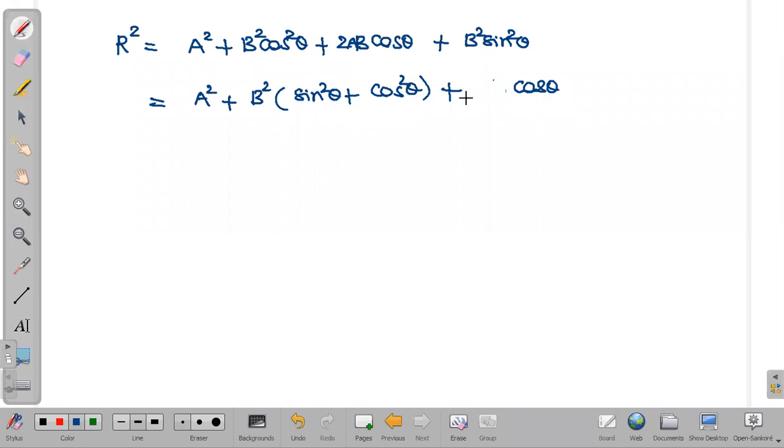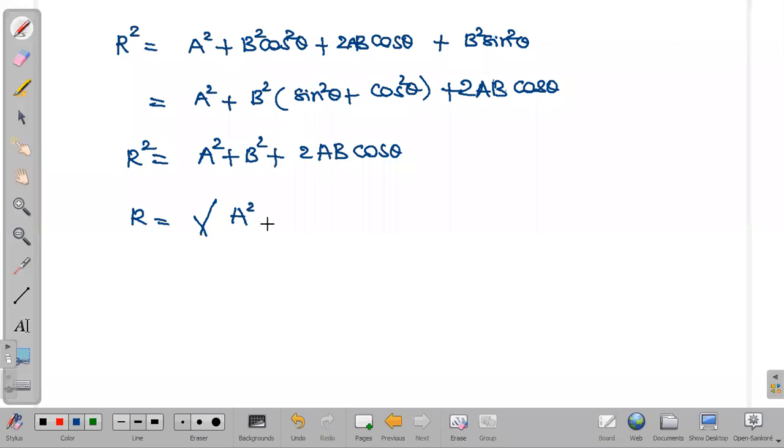Now, sin square theta plus cos square theta is a trigonometric identity. Its value is 1. B square into 1 is B square. And next we have 2AB cos theta, right? So this is the R square value. If I write the magnitude of the resultant R, the square goes to the other side and it becomes root of A square plus B square plus 2AB cos theta. So this is our resultant.